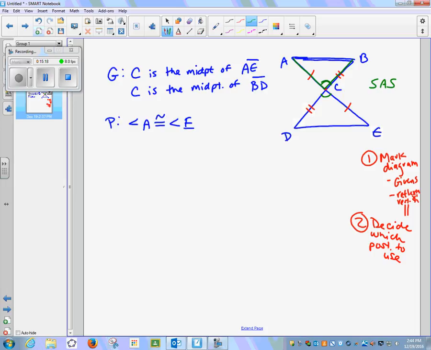Okay, so take each given. Now you can start writing the proof. Write each given separately.